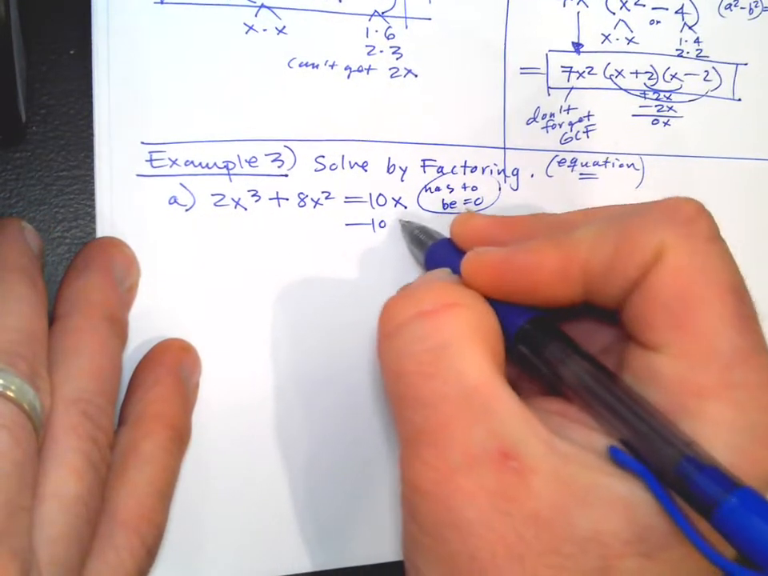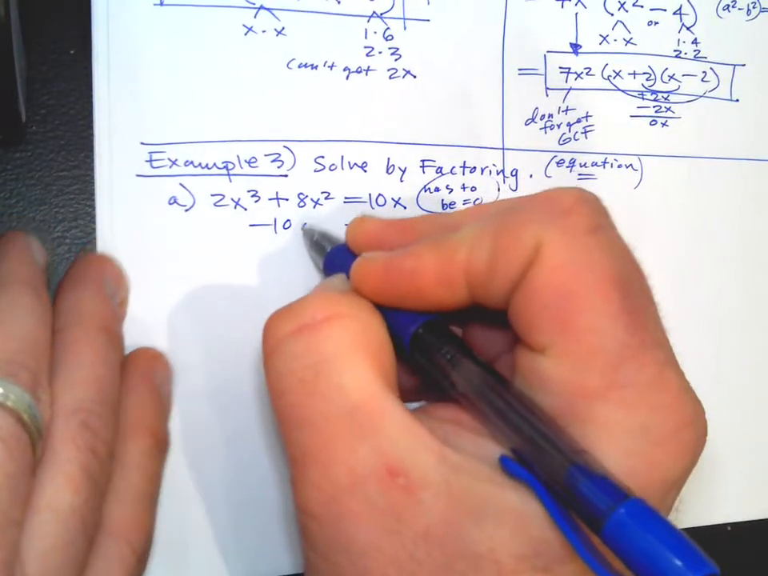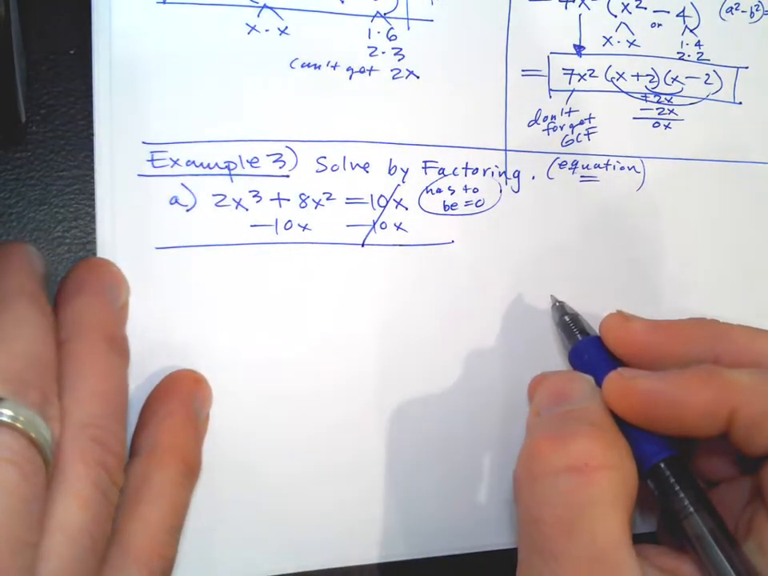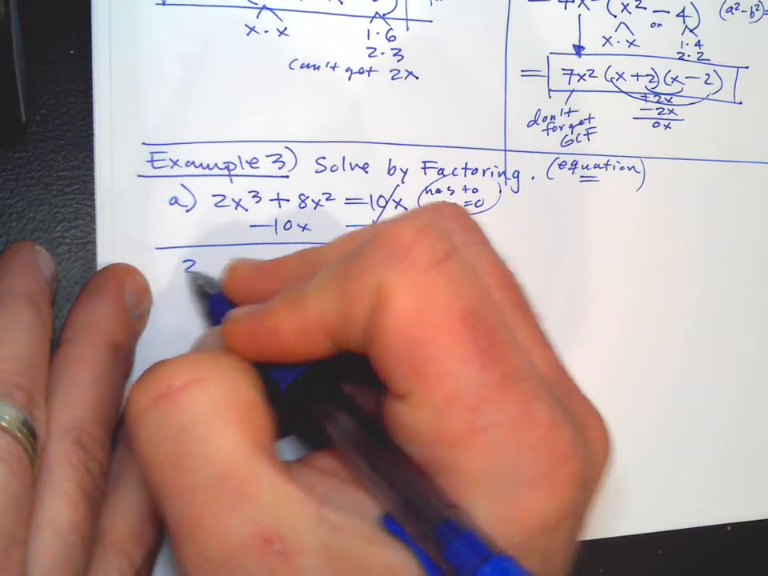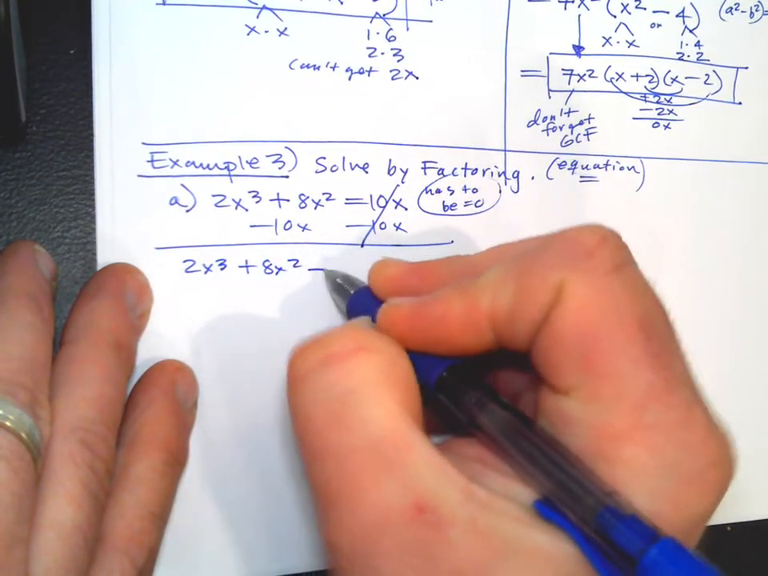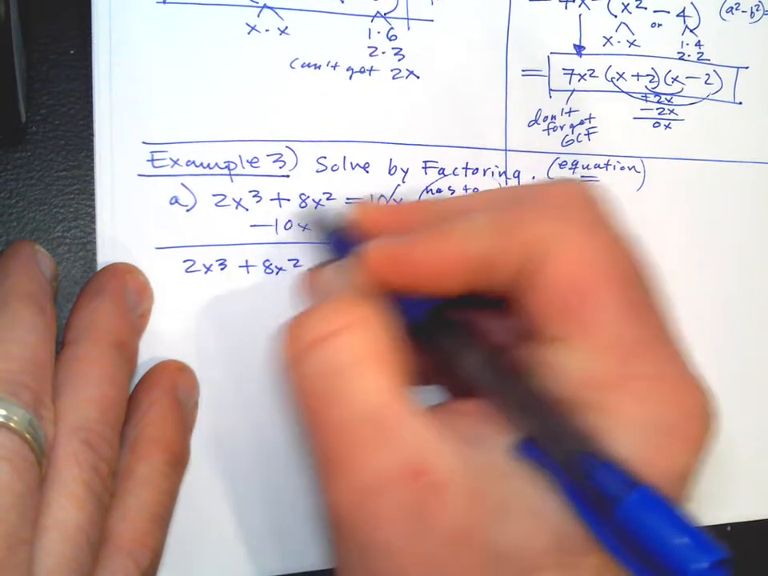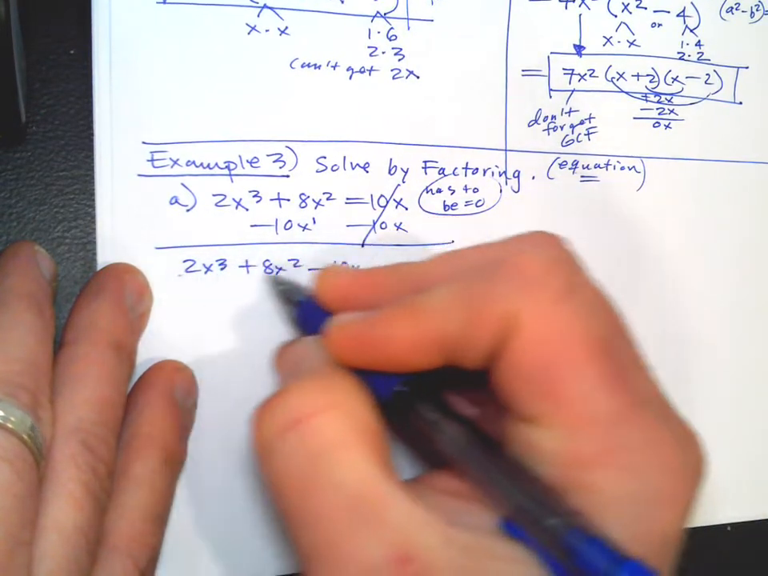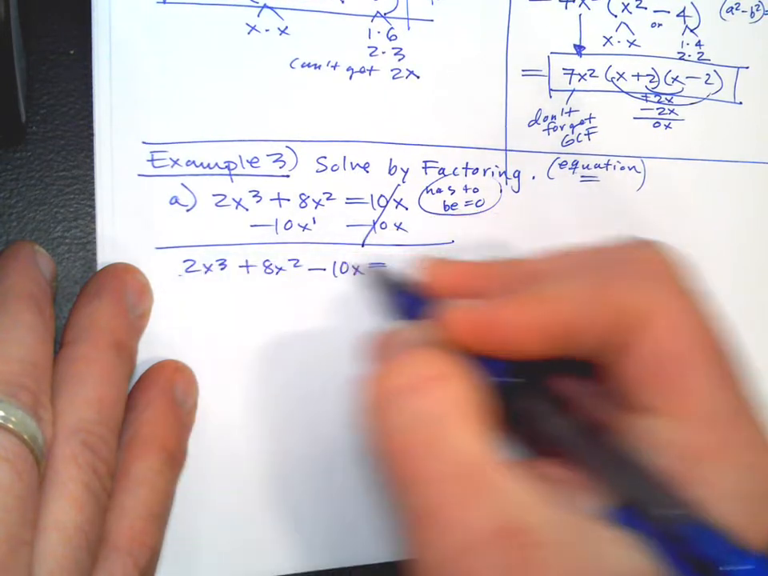So if it's not already like that, let's move everything to one side. This is going to be 2x cubed plus 8x squared minus 10x. I cannot combine this term with any of these terms. They don't have the same powers. I want to write it in standard form, lowest power to highest power.